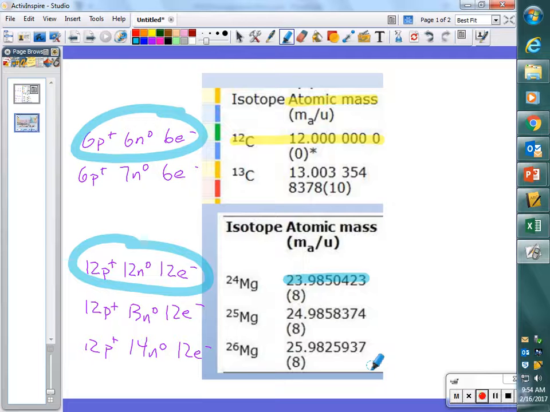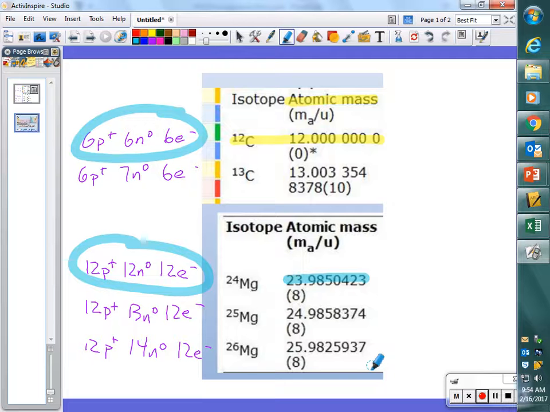All right? What does that suggest about the nature of protons, neutrons, and electrons? Oh, good. They're not always exactly the same. Because if they were, what would the atomic mass be? 24, but it's not. It's close, but it's not exactly 24.